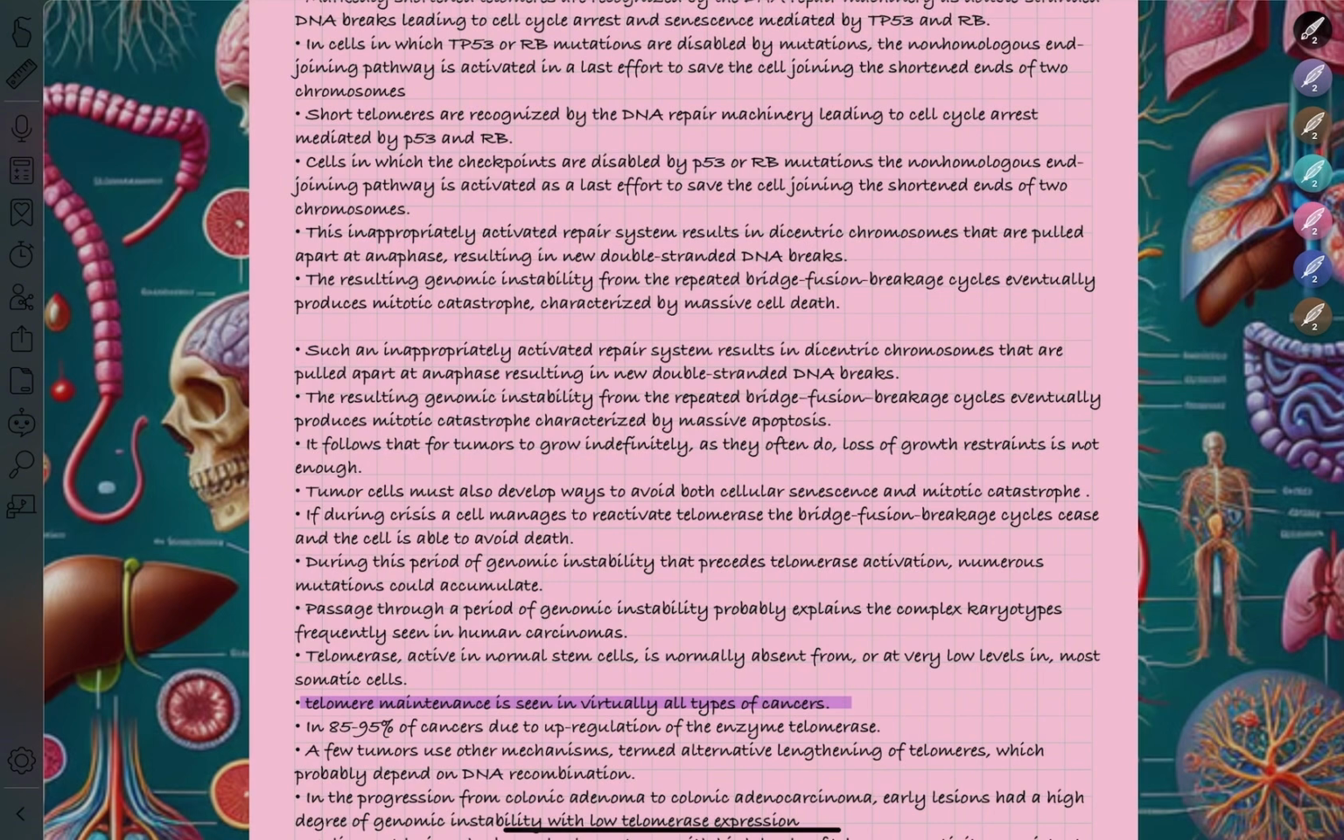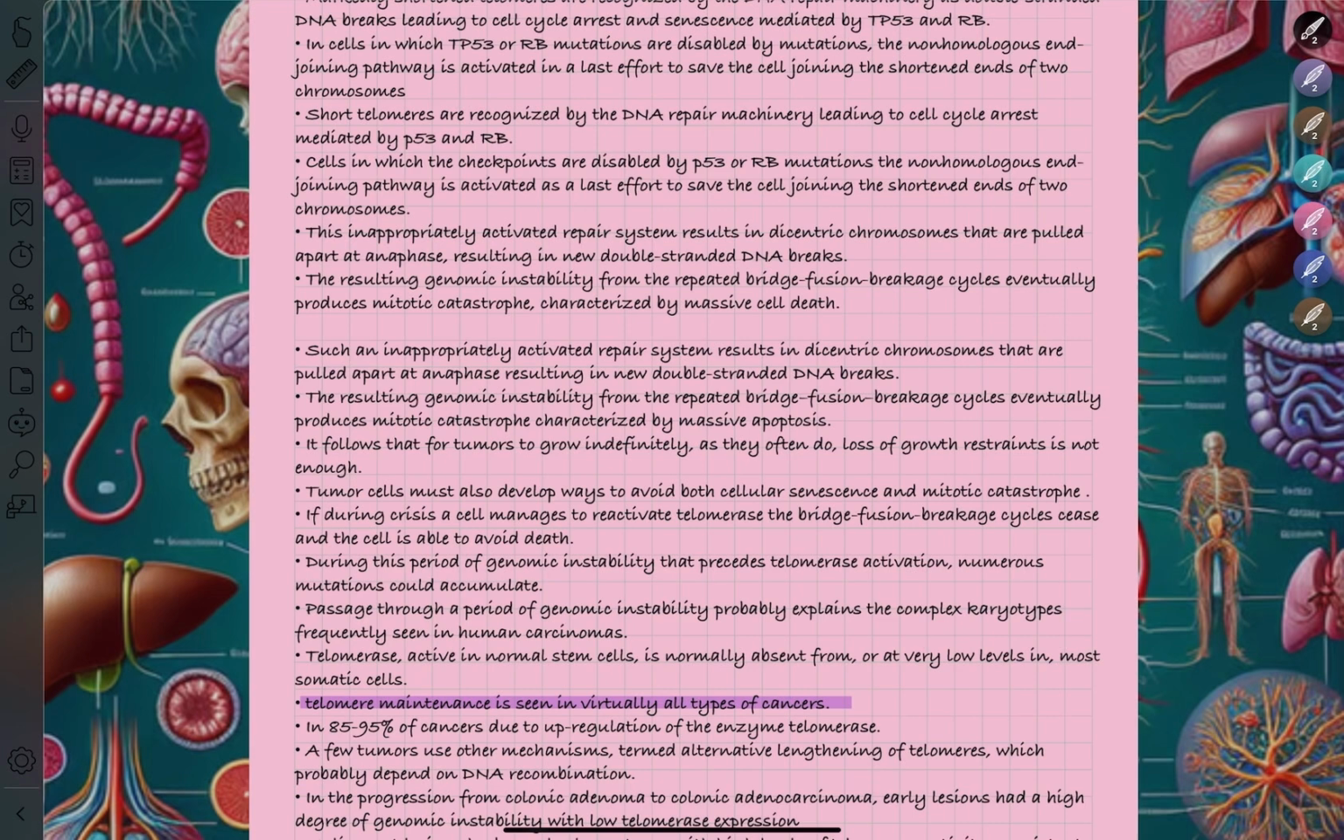Here, this is the bad thing. They will find a way to activate the telomerase again. If during a crisis a cell manages to reactivate telomerase, the bridge fusion breakage cycle ceases and the cell is able to avoid death. During this period of genomic instability that precedes telomerase activation, numerous mutations could accumulate. Passage through a period of genomic instability probably explains the complex karyotypes frequently seen in human carcinomas. That's why you'd see different sorts of nuclei in cancers, due to the genomic instability that happened.